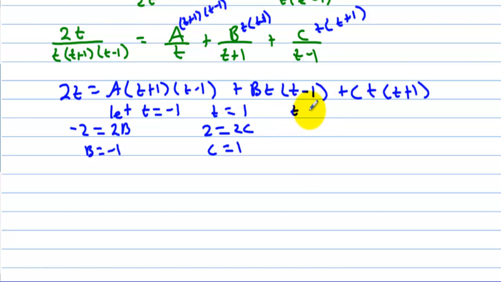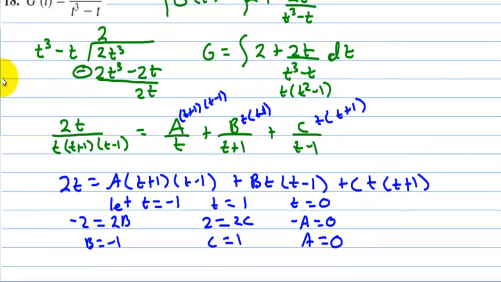And then we can let t equal to 0. 0 makes this part 0. 0 makes this piece 0, and we're left with a times 1 times negative 1, so that's negative a. So negative a is equal to 0. a equals 0. Because when you plug 0 in for this t, you get 0.